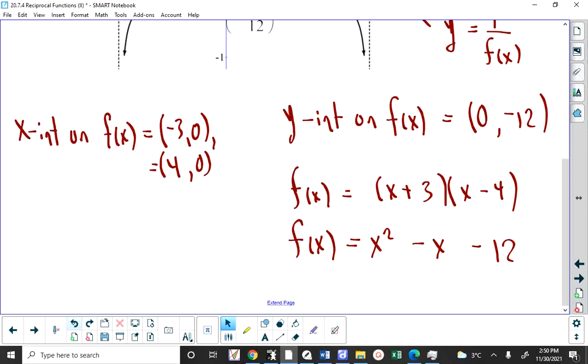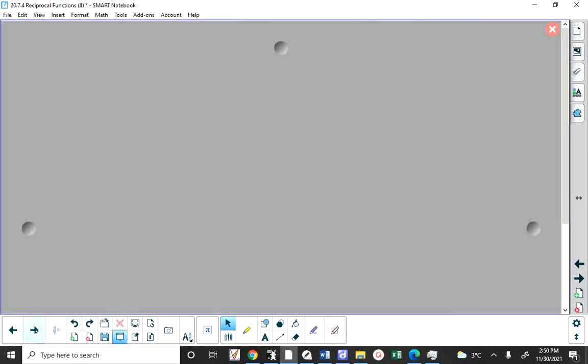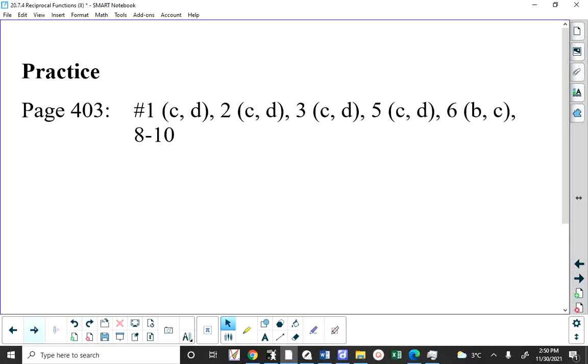Let me go back to reality here. So any questions with that final example? It's not 1 to 10. Included in 1 to 10 are all the questions that were linear reciprocals, which you worked on.